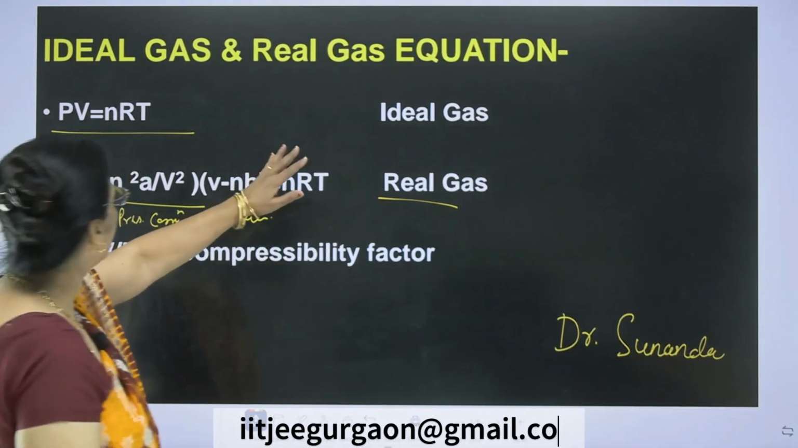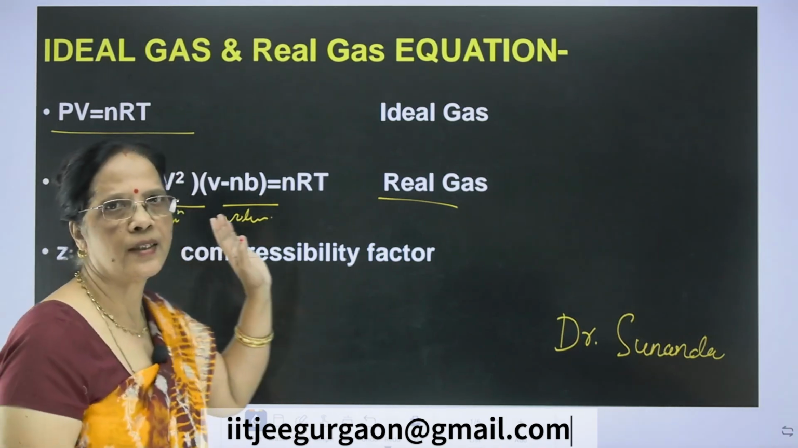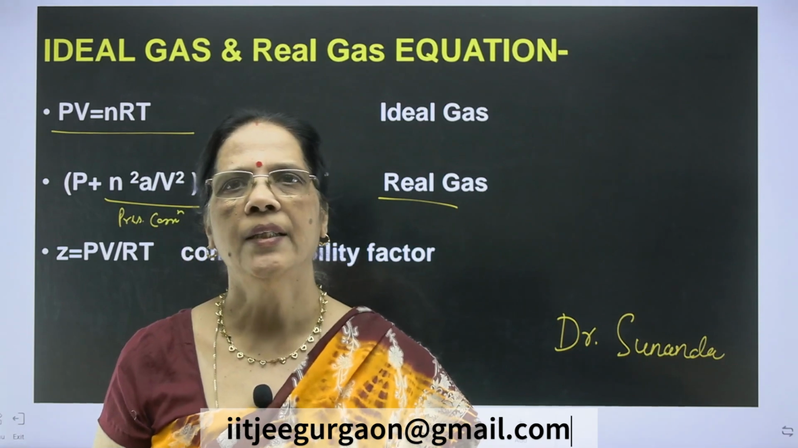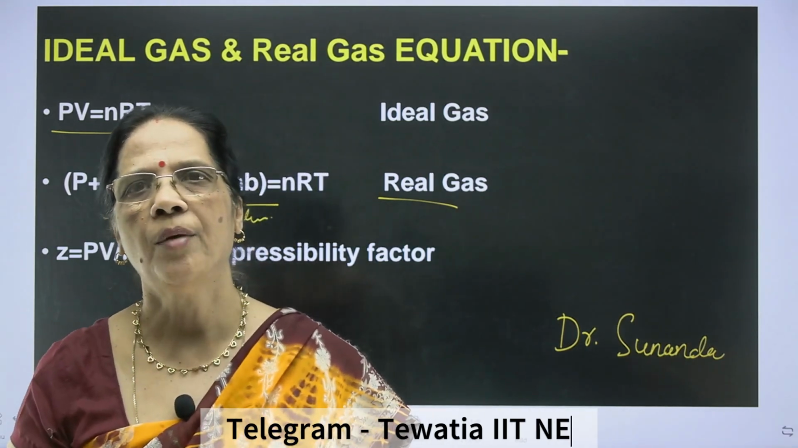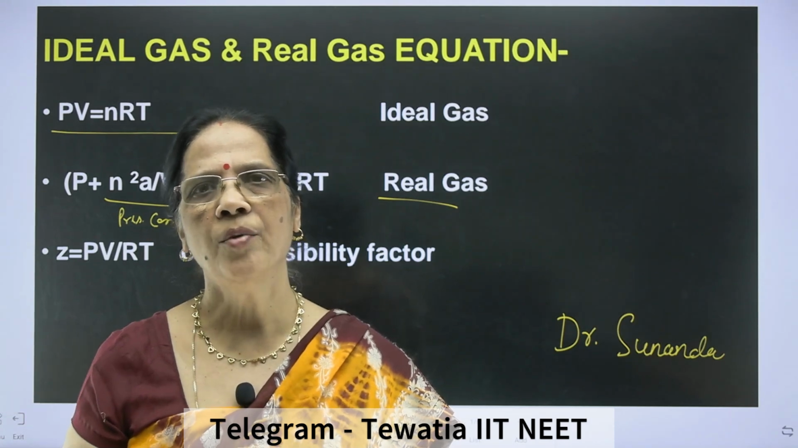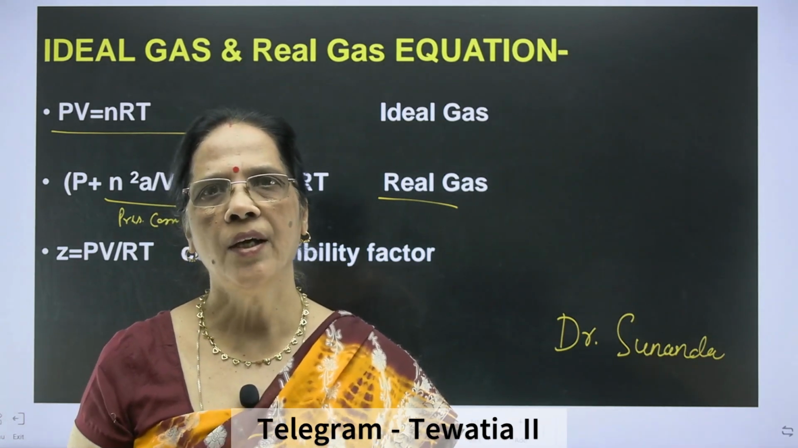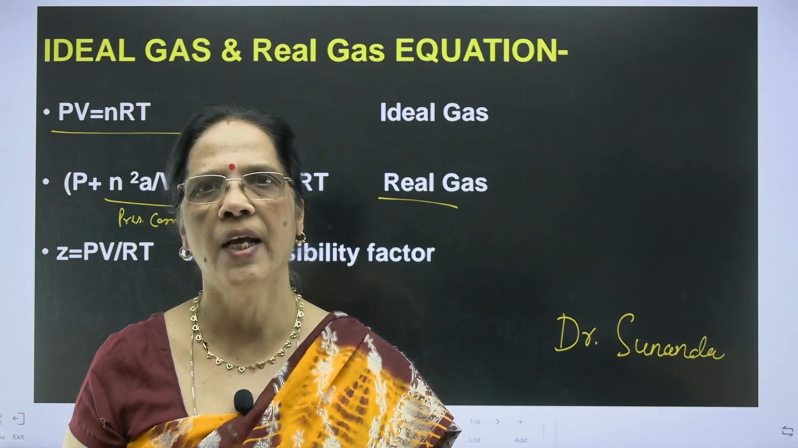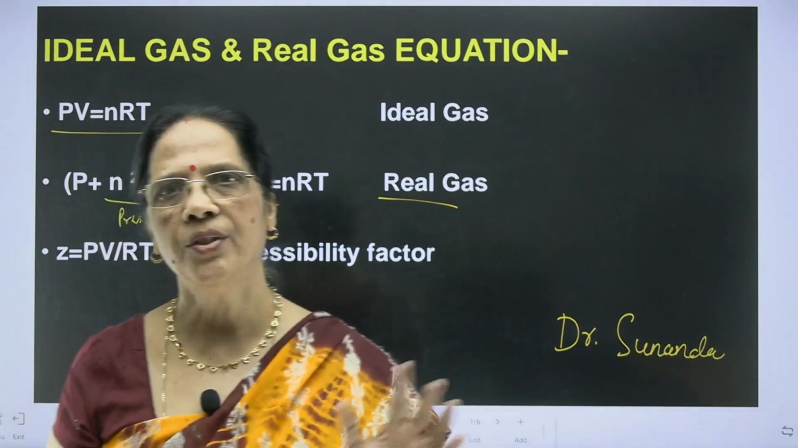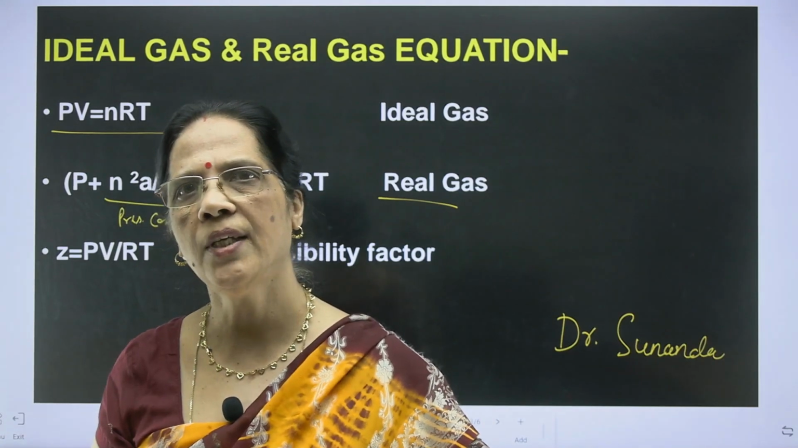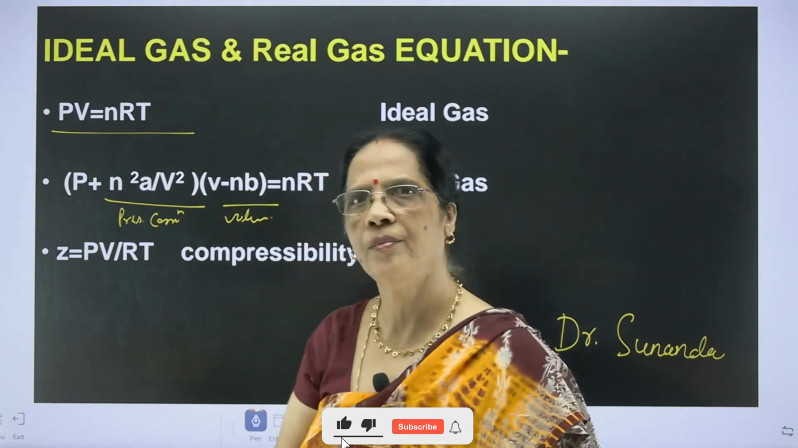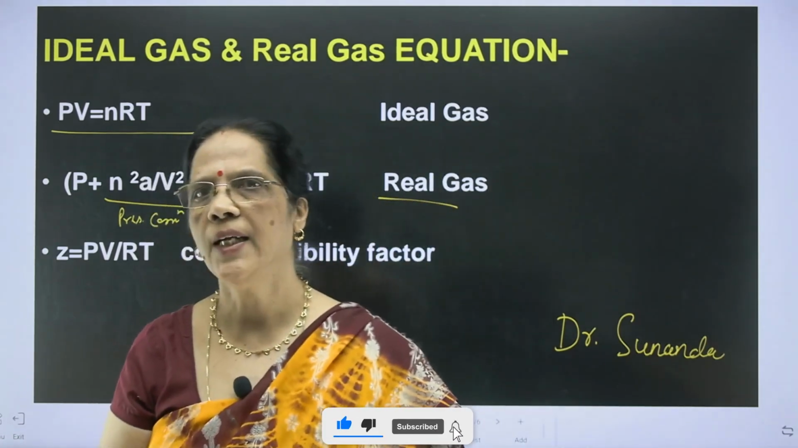Whereas in the ideal gas, we had assumed that there are no pressure correction terms and no volume correction terms. The volume of the molecules is assumed to be negligible, and the intermolecular force of attraction in the ideal gas is assumed to be negligible, or zero. That is why PV = nRT in the ideal gas equation, and the correction factors in the pressure and the volume come in the real gas equation.